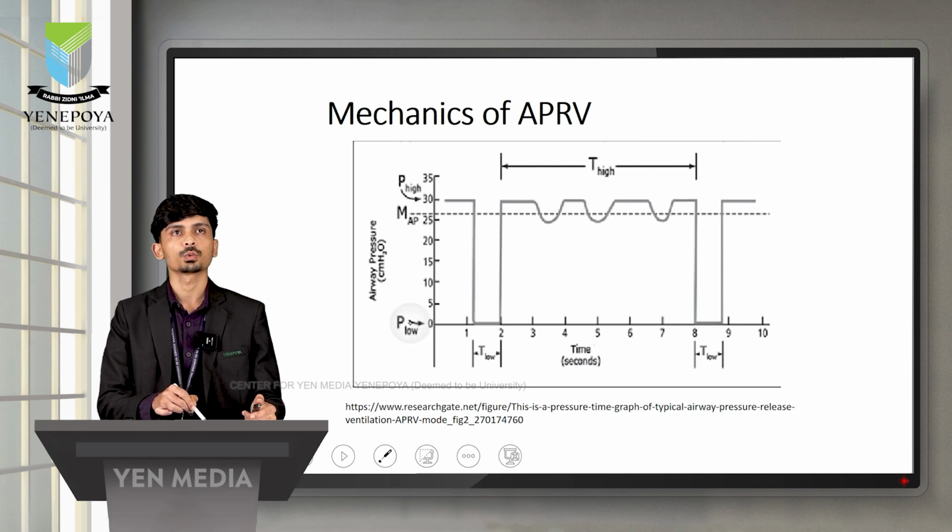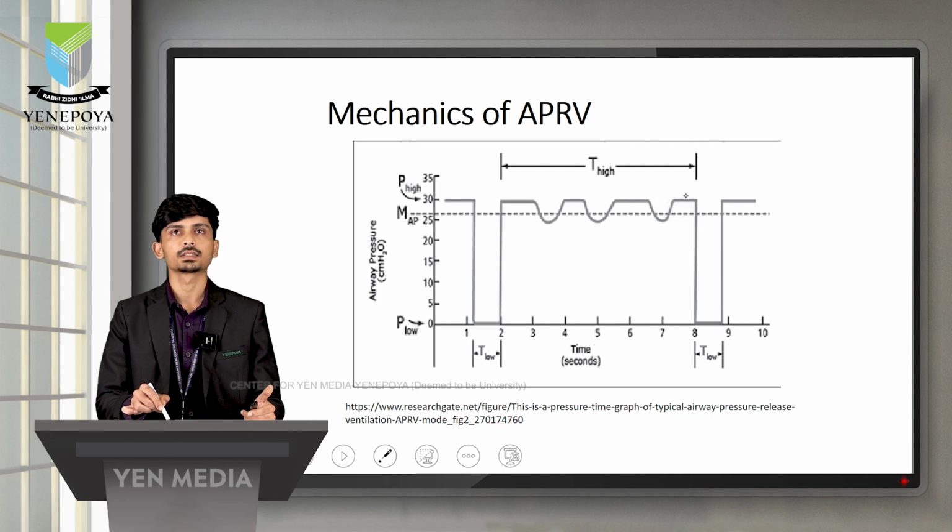So how do we know for how long this higher pressure will be maintained? That will be based on this value, that is T high. So the higher pressure, that is 30 centimeter of water pressure, will be maintained for this duration that is marked on this graph. In this graph they have kept a T high of 7 seconds, which indicates that a pressure of 30 centimeter of water will be maintained for a duration of 7 seconds.